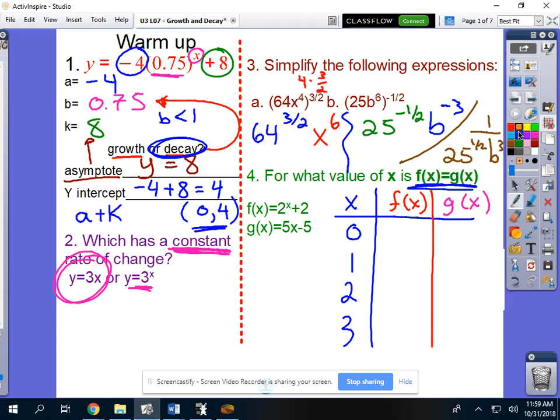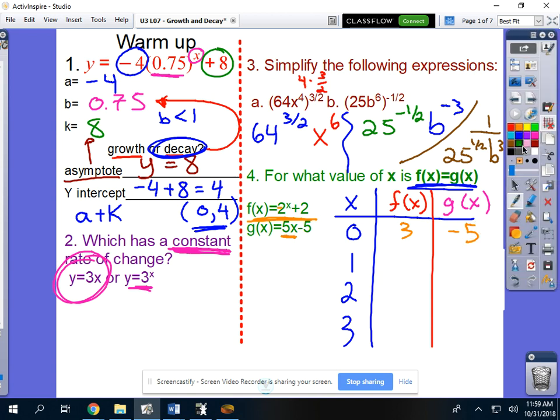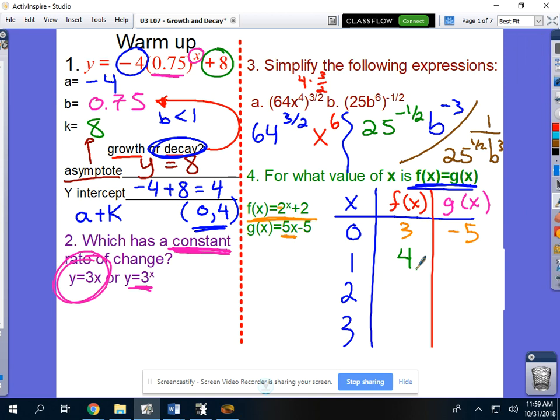If I plug in 0 right here to f of x, 2 to the 0 gives me 1. 1 plus 2 gives me 3. If I plug in 0 right here, 0 times 5 is 0. 0 minus 5 is -5. Pretty easy when we plug in 0. Those are not equal to each other. Let's keep going. Plug in 1. 2 to the 1 is 2. 2 plus 2 is 4. Plug in 1 there. 1 times 5 is 5. 5 minus 5 is 0.